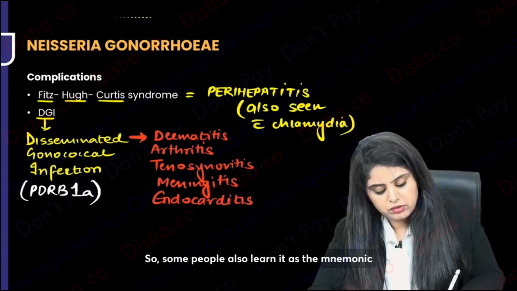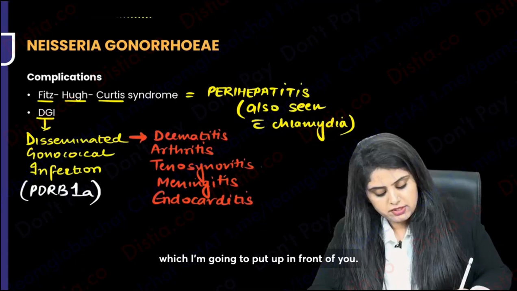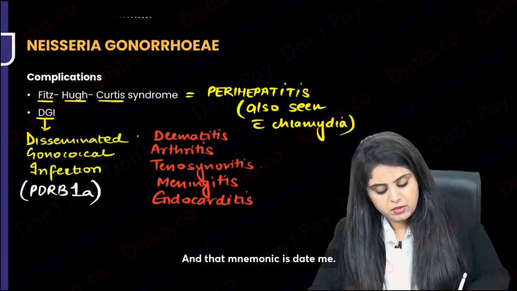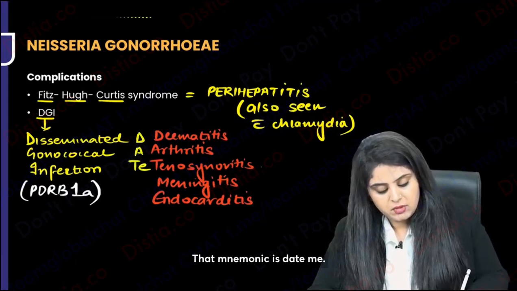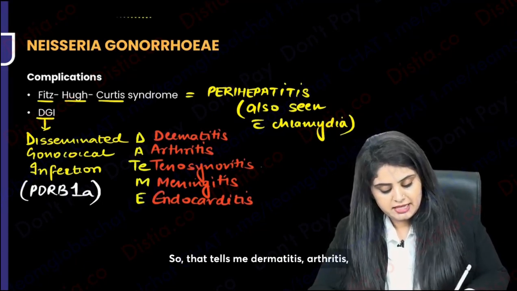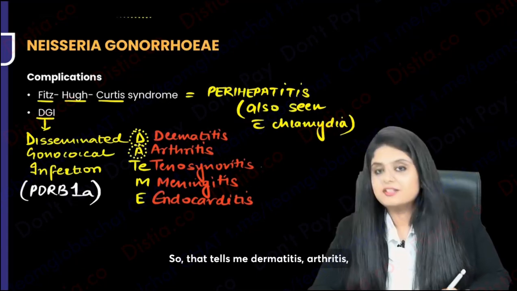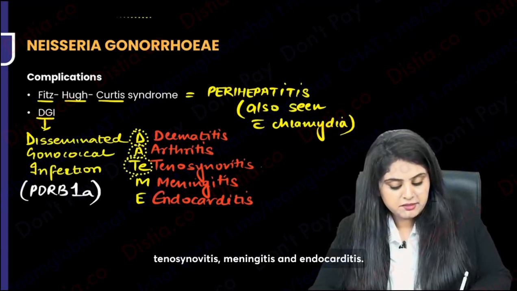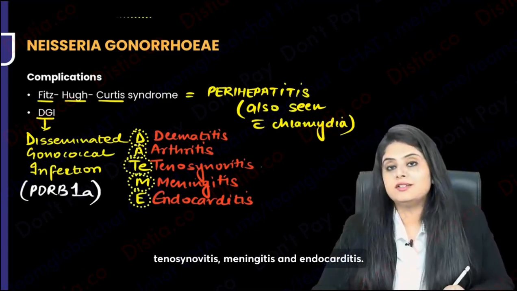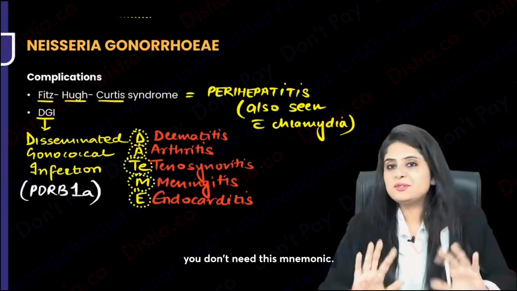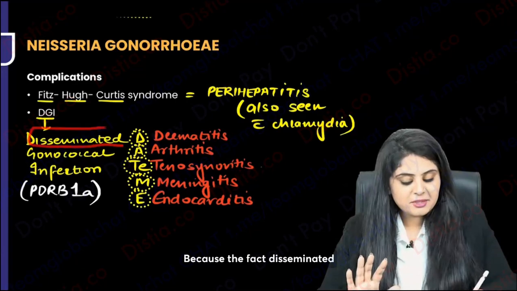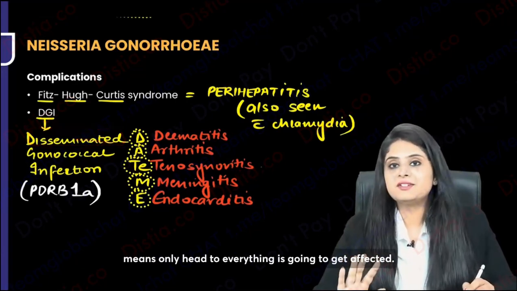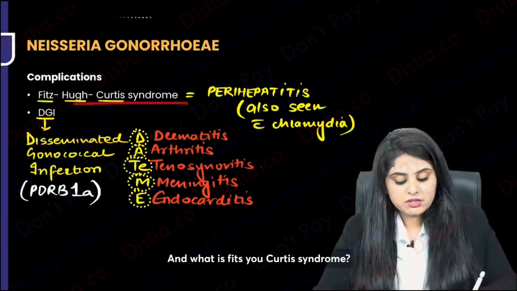So some people also learn it as the mnemonic, which I'm going to put up in front of you, and that mnemonic is DATE ME. So that tells me dermatitis, arthritis, tenosynovitis, meningitis, and endocarditis. But honestly telling you, you don't need this mnemonic, because disseminated means only that head to toe everything's going to get affected.